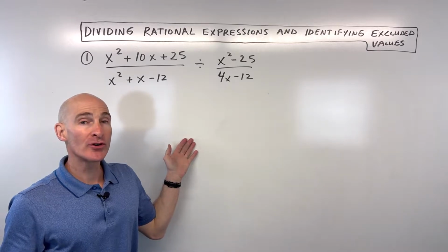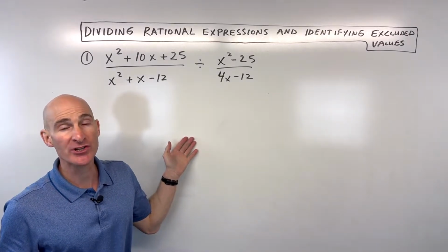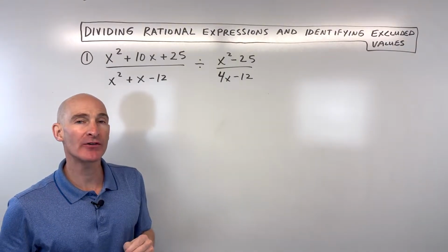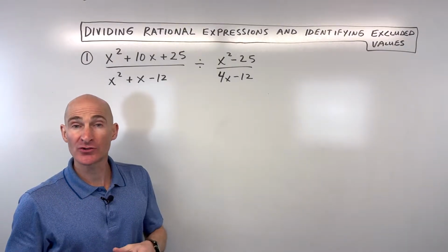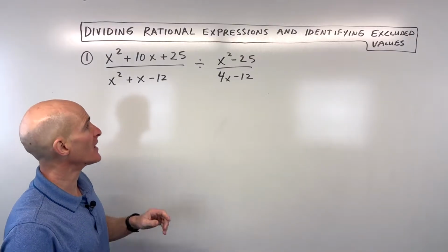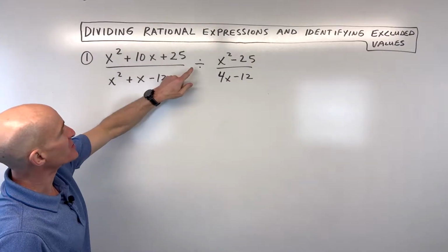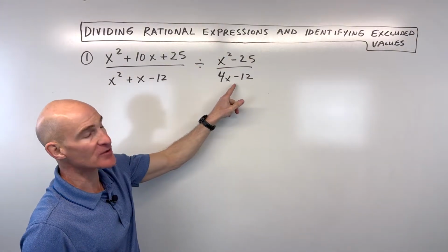In this video, you're going to learn how to divide rational expressions as well as name the excluded values. We're going to go through two examples together. So go ahead and pause the video if you want to try and test yourself, and we'll go through them together. So the first example, we've got this rational expression divided by this whole rational expression.